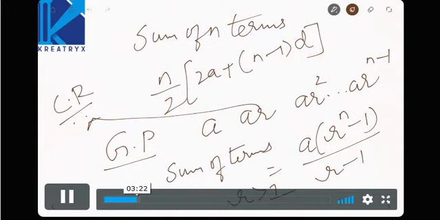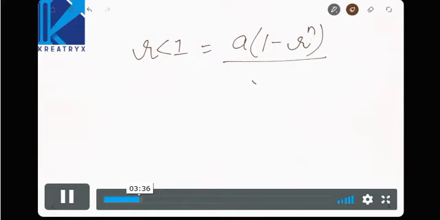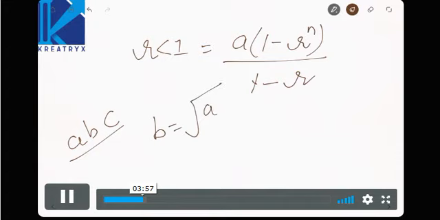When r is less than 1, how will you find the sum of terms? When r is less than 1, then that will be equal to a into (1 minus r to the power of n) divided by (1 minus r). Now arithmetic mean is nothing but your normal average. Geometric mean: when three terms a, b, c are in geometric progression, then the geometric mean b is equal to root of ac. Have you got this?